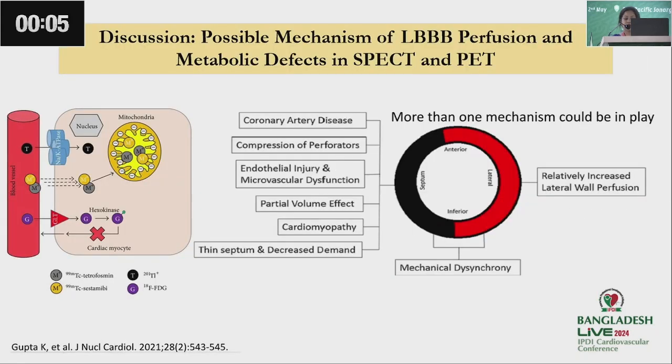So in discussion, the possible mechanism of LBBB perfusion and metabolic defect in SPECT and MPI depends on more than one mechanism that could be playing together. That's coronary artery disease, compression of perforator arteries, endothelial injury, microvascular dysfunction. Sometimes there may be partial volume effect, leading to cardiomyopathy, thin septum and decreased demand, and mechanical desynchrony.